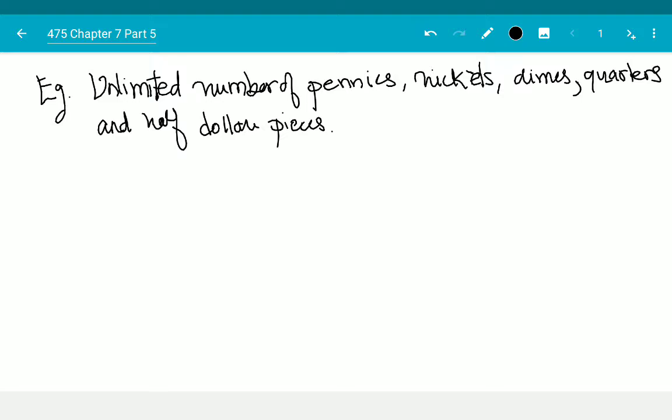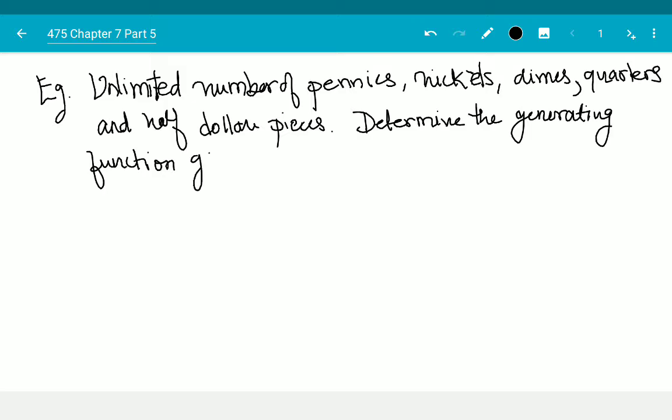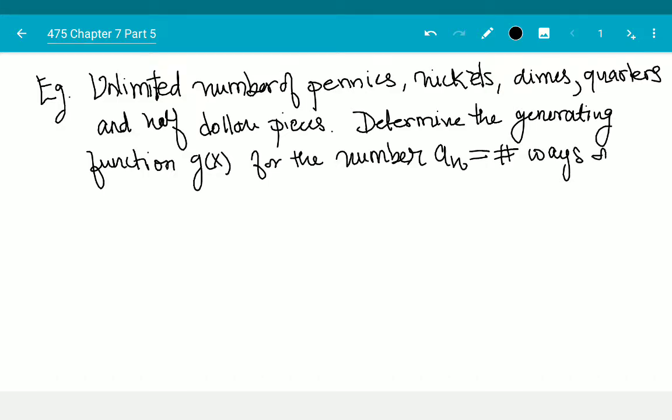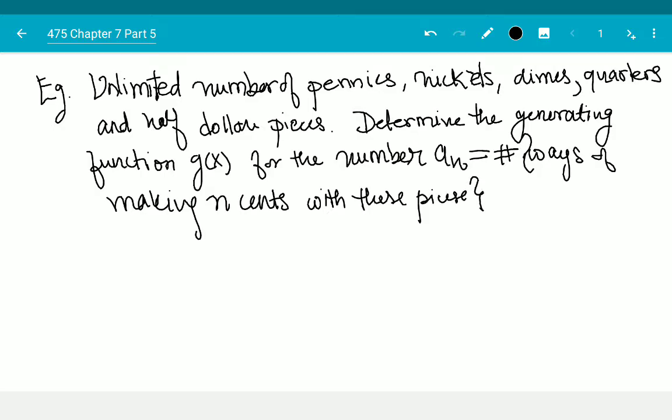So now we want to determine the generating function g(x) for the number a_n, which is equal to the number of ways of making n cents with these pieces.